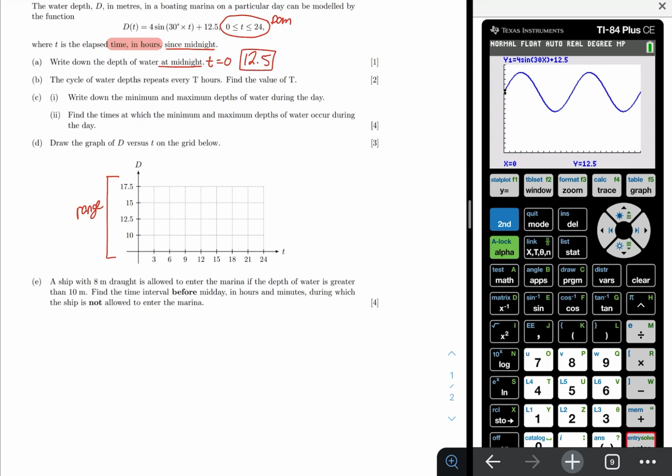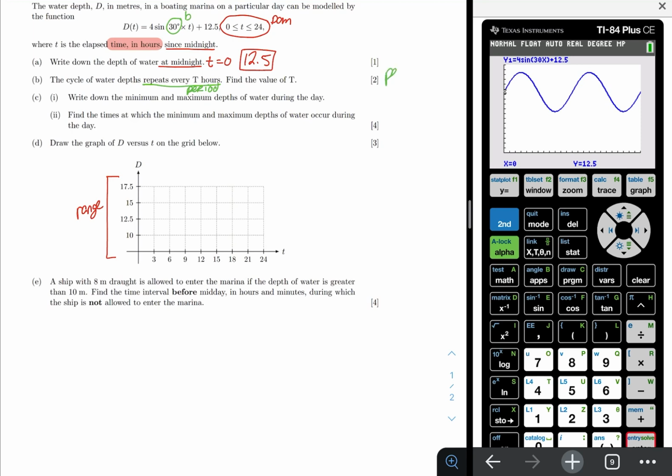Part B. The cycle of water depth repeats every t hours. Find the value of t. This question basically is asking for the period, right? The cycle of water repeats every t hours. This means we're looking for our period. So we can use the equation. We know that our value of b is 30.